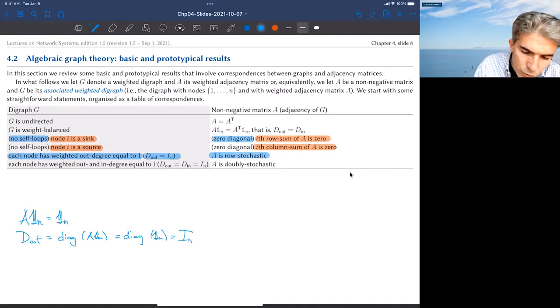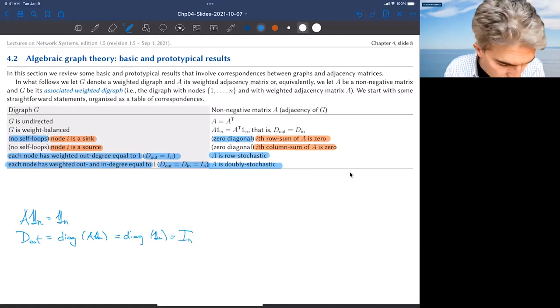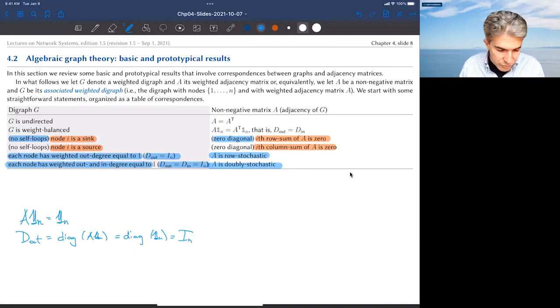I also briefly mentioned the possibility that the matrix be doubly stochastic. A matrix is doubly stochastic if both row and column sums are all equal to 1. In that case, the node has out and in degree equal to 1. Therefore, d out is equal to d in, and it's identically equal to 1. Perfect. So these are basic relationships. They don't need a proof. It's just a transcription.